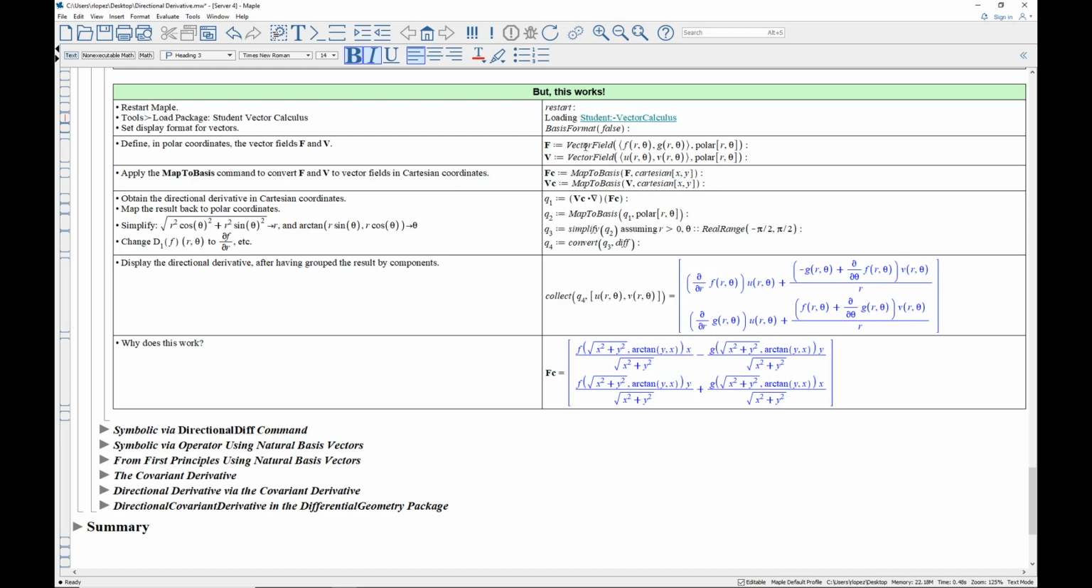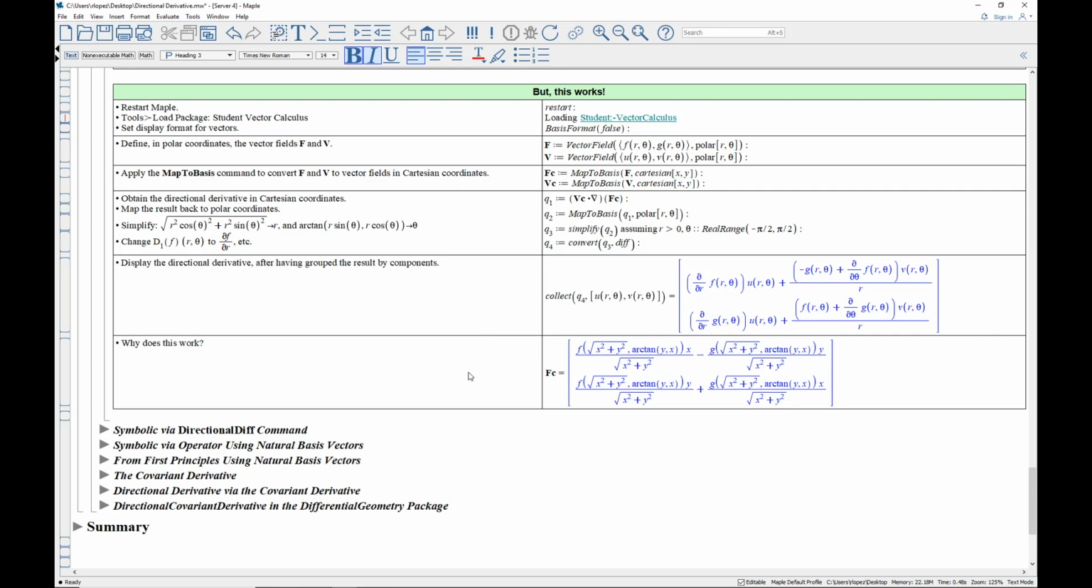Polar vector fields. Bring them back to Cartesian coordinates. Compute the directional derivative in Cartesian coordinates. Bring that back to polar coordinates, and you get the right stuff. Partial with respect to r, partial with respect to r. You get the undifferentiated term here and the undifferentiated term there. But why does it work?